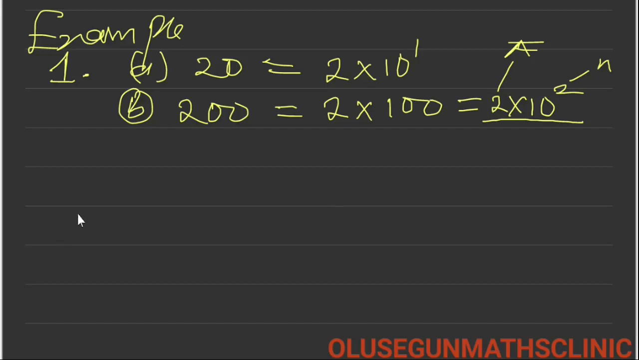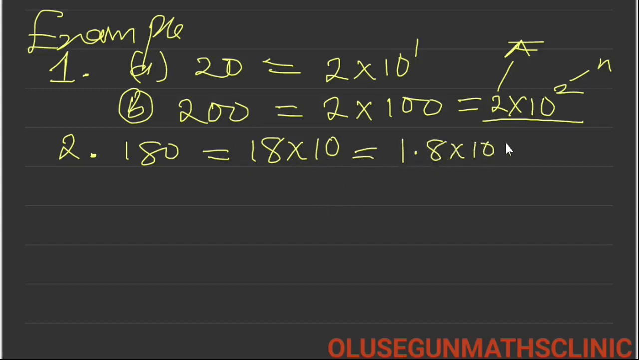So let's have another example. When you have 180, how could you write 180 in standard form? We have 18 times 10. But recall that you can still write it as 1.8 times 10 times 10. So if it is 1.8 times 10 times 10, it becomes 1.8 times 10 raised to the power 2. So this is now the standard form of 180.